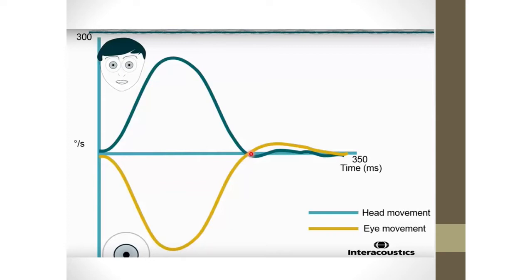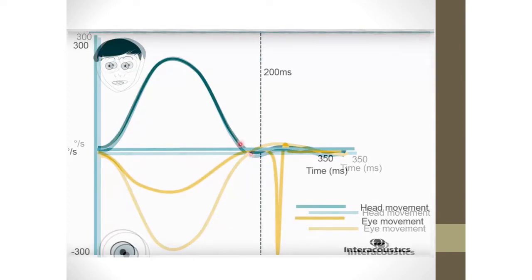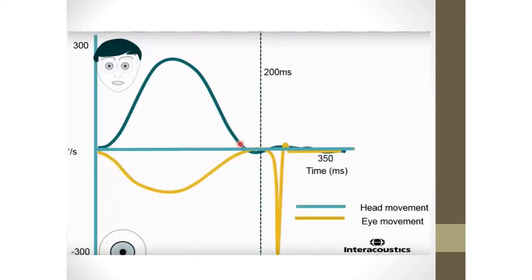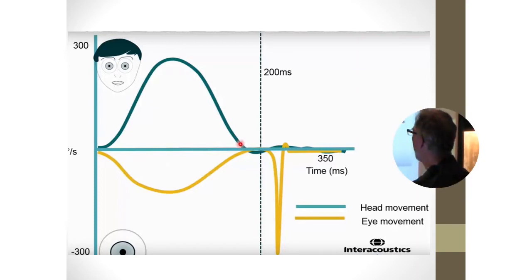But in the end, you end up with a graph like this. This is head movement here, and of course we see the eye movement is equal and opposite to it. And when you have a result like that, that's normal. So there's nothing wrong with that semicircular canal. However, when there is an impairment, you end up with a corrective saccade like this. This would be called an overt saccade. And it actually took place after the head impulse had just ended.